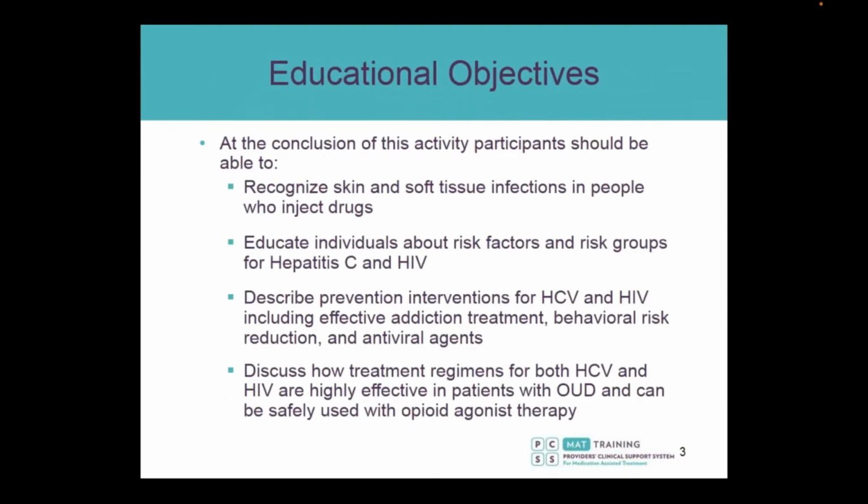At the conclusion of this activity, participants should be able to recognize skin and soft tissue infections in people who inject drugs, educate individuals about risk factors and risk groups for hepatitis C and HIV, describe prevention interventions for hepatitis C and HIV, including effective addiction treatment, behavioral risk reduction, and the use of antiviral agents. And lastly, discuss how treatment regimens for both hepatitis C and HIV are highly effective in patients with opioid use disorder and can be safely used with opioid agonist therapy.